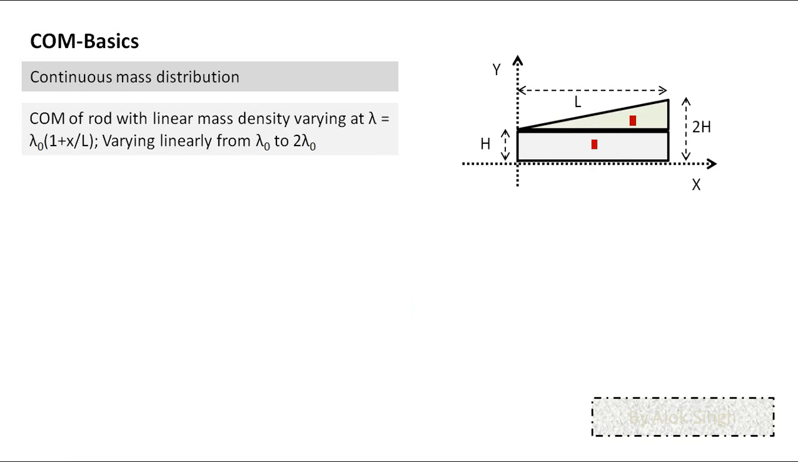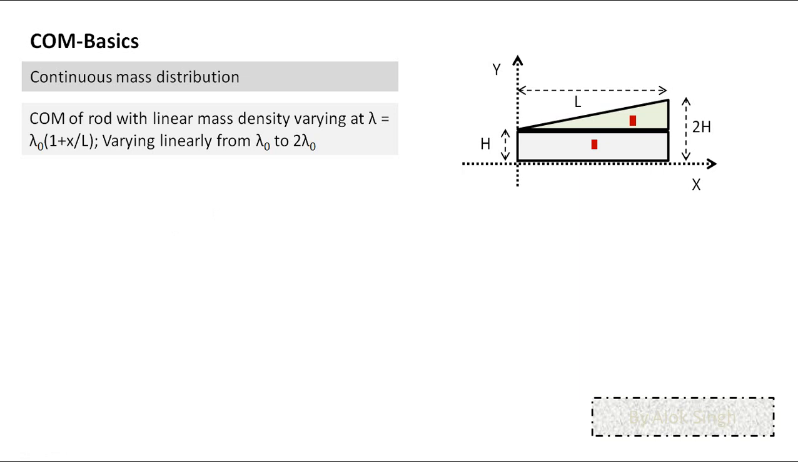Now suppose we have a rod which has a linear mass density varying as lambda equals lambda naught into 1 plus x by L. This can be written in other words: it varies linearly from lambda naught to 2 lambda naught, from 0 to L. You notice here at x equal to 0 it is lambda naught. At the other end, at x equal to L, it becomes equal to 2 lambda naught. In between, linear variation. How do we define this linear mass density? A linear function varying from lambda naught to 2 lambda naught.